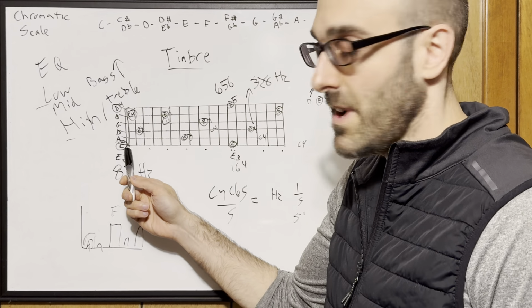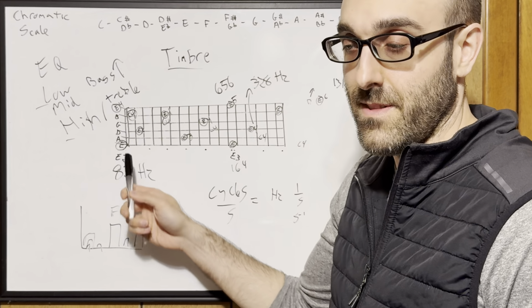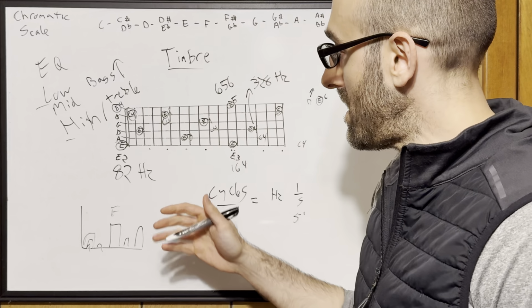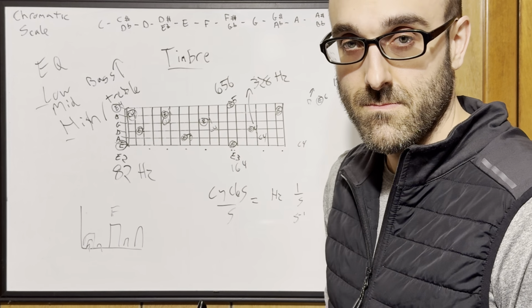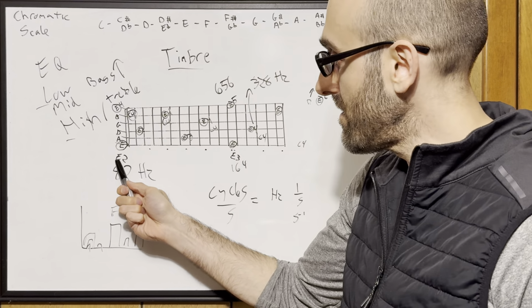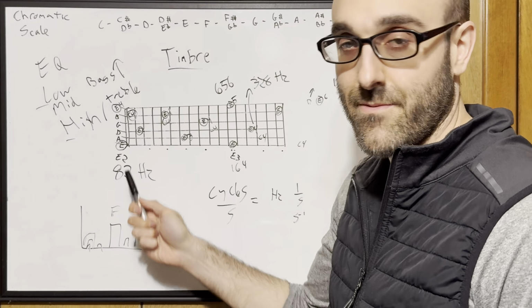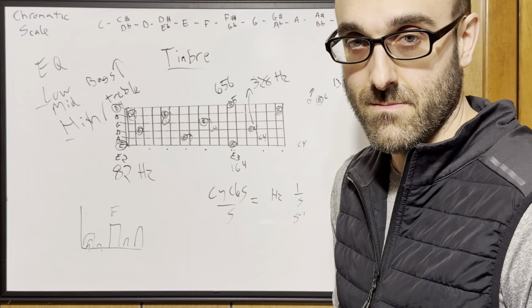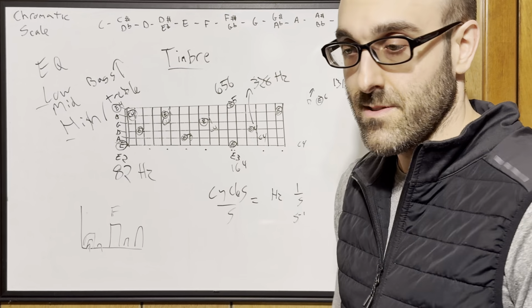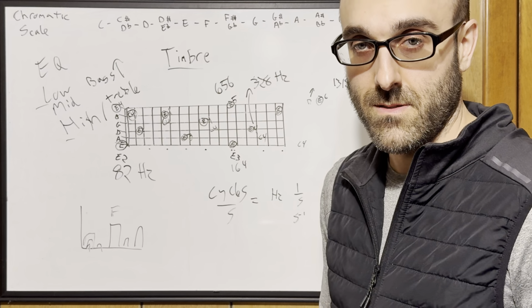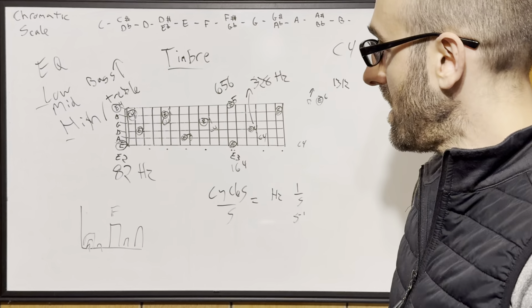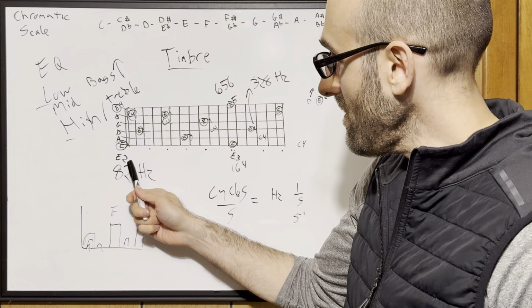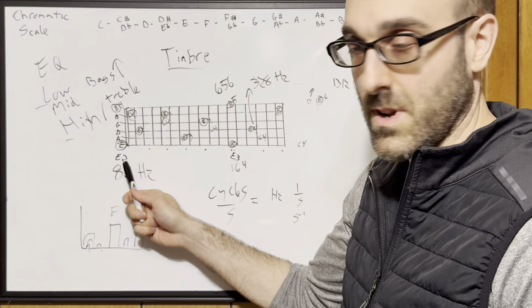So this E right here on the low E string, it's called E2. So what we do is we write the note, which is E, and then after it is the number for the register, okay? And this is all based off the piano, okay? So I'll show you that in a minute. But for now, just understand this is E2, okay?